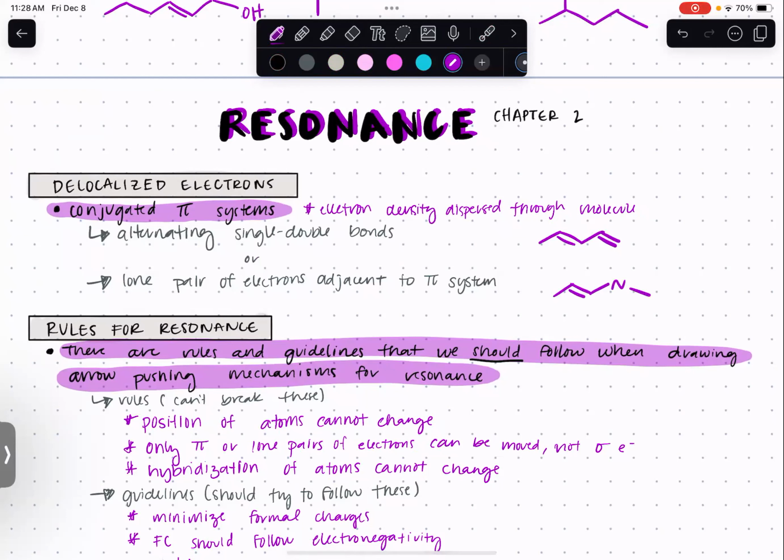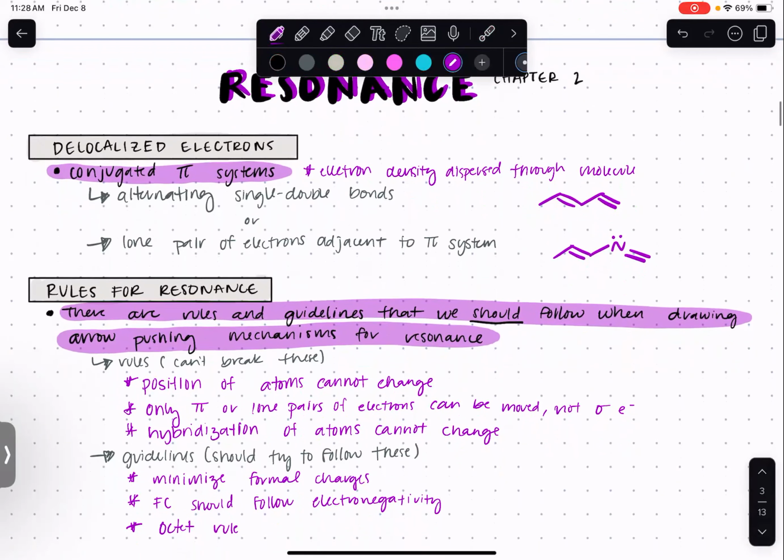We could do it like this, where we have a lone pair on the nitrogen and it's next to this double bond here. So you could do it like that, or there's a lot of different ways you can have that. But basically, you just need to be able to recognize when we have a lone pair of electrons that is next to a double bond, not on the double bond, but next to it. And you have to have one of these.